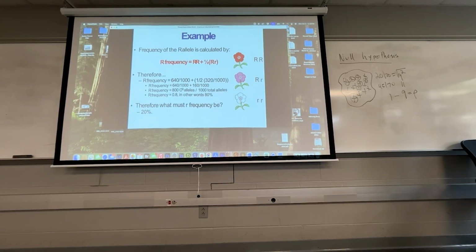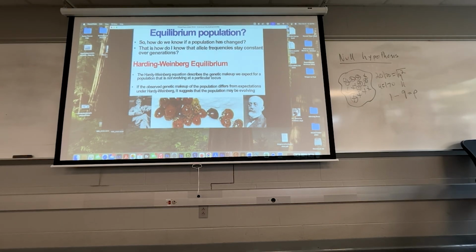which means q is 0.2, right? Because we just subtracted from 1. So 0.2 and 0.8 are your allele frequencies for our population that we can then use if we want to keep studying this population.